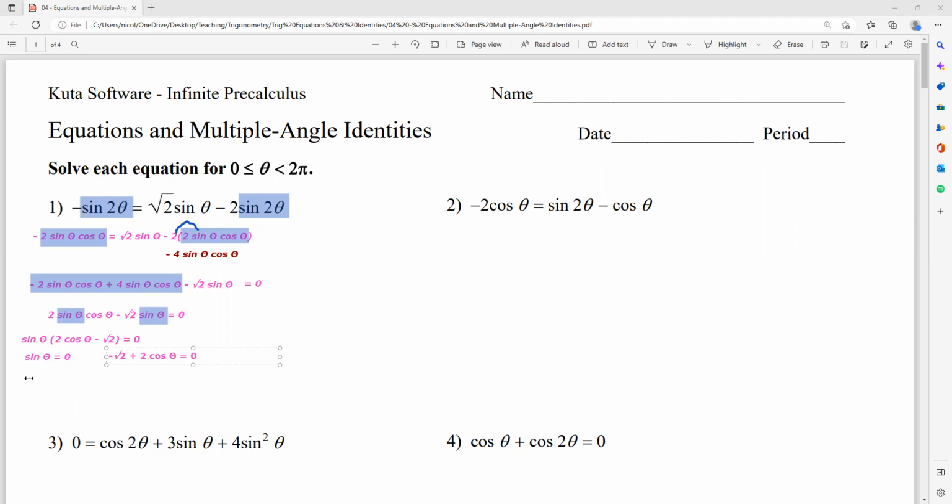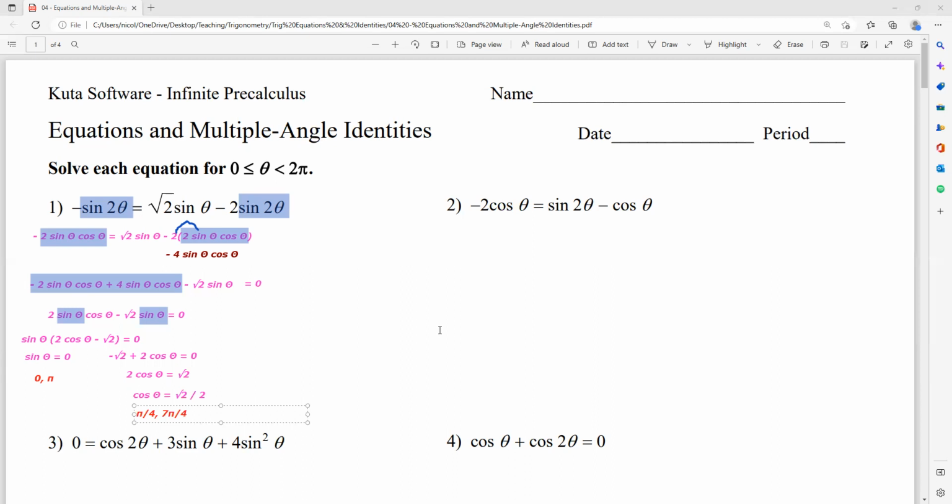Okay, so if you look at the unit circle, when does sine of theta equal 0? It equals 0 at 0 degrees and pi, and that's part of the answer. For this one, we need to add the radical 2 to the other side. We then have 2 cosine of theta equals radical 2. Then you would divide both sides by 2, and you get cosine of theta equals radical 2 divided by 2. Okay, so if you look at the unit circle, where does cosine of theta equal radical 2 over 2? It equals radical 2 over 2 at pi over 4 and 7 pi over 4.